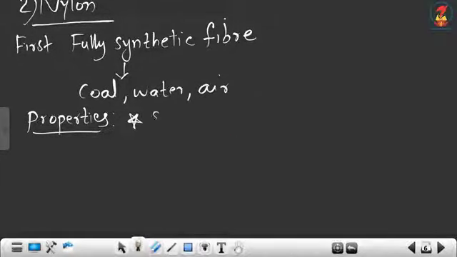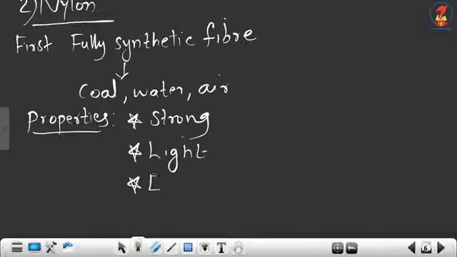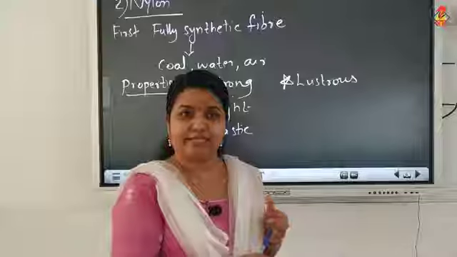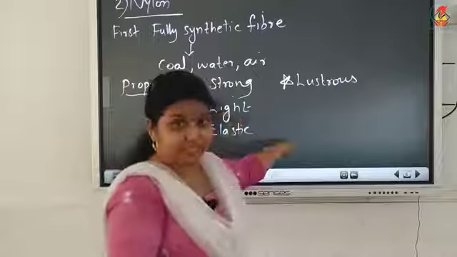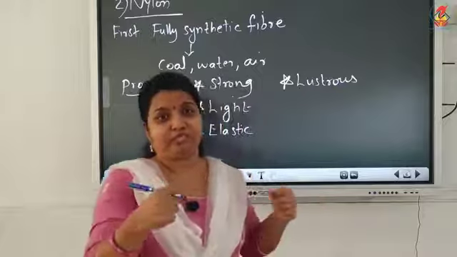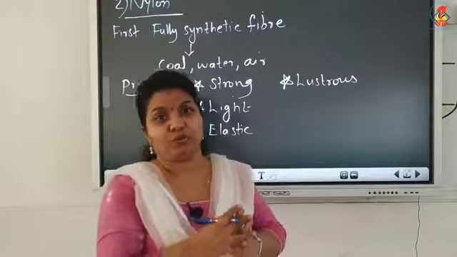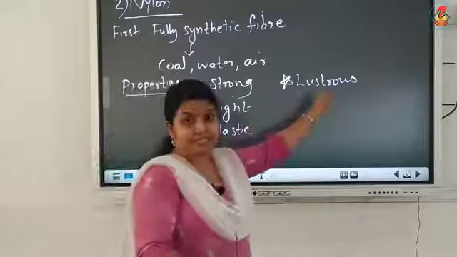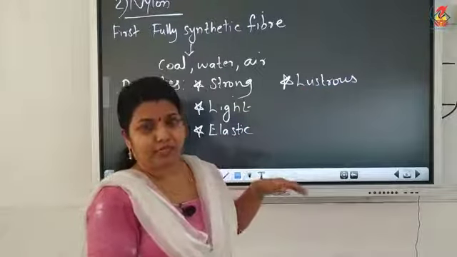Nylon fibers are strong, light, elastic, then lustrous. Nylon fibers are extremely strong. It is light in weight. It is elastic. Elastic property: when a force is applied, shape changes. When the force is withdrawn, it comes back to the original shape. Then lustrous in appearance. So these are the properties of nylon.